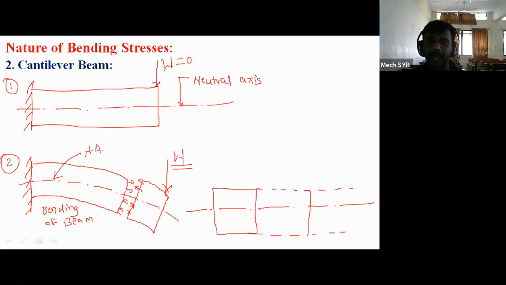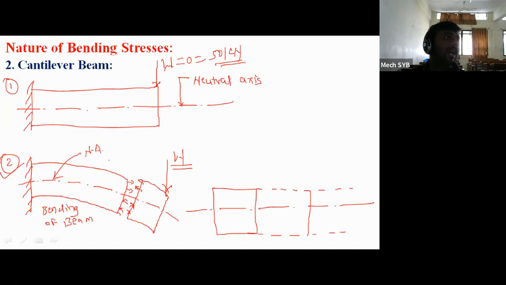Now, if I apply some amount of load, for example a 50 kilonewton force, the bending of the beam takes place in the downward direction, which will be visible in figure number 2. Due to this 50 kilonewton force, the cantilever beam bends. Here also, there is a possibility of compressive stress and tensile stress.